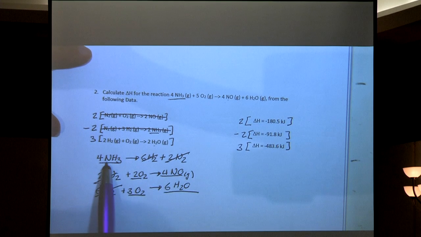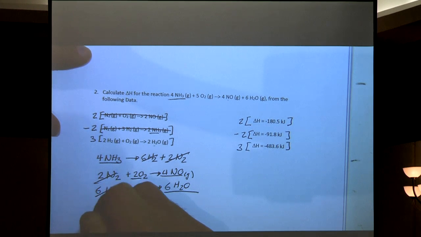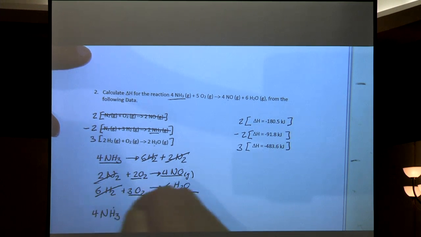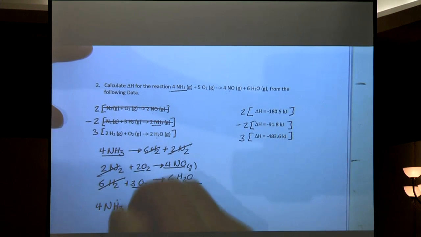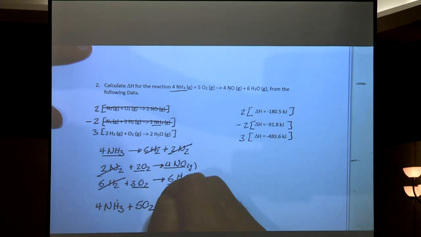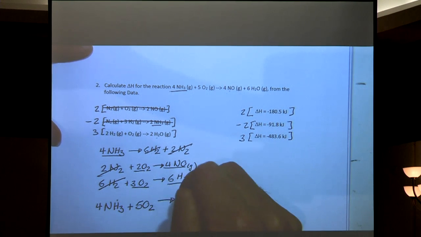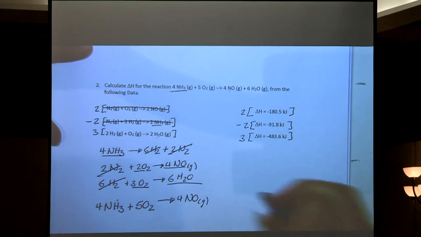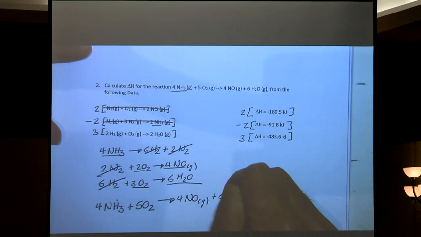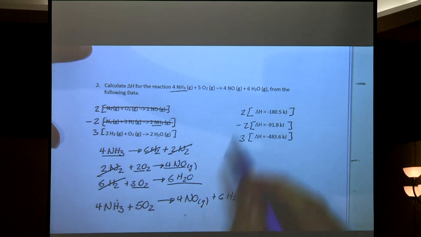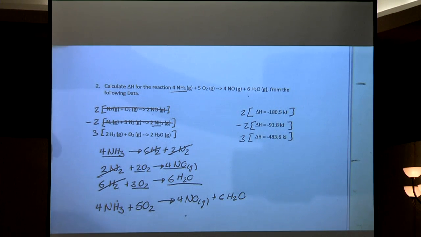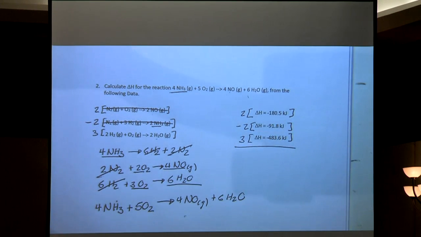And let's take a look. We have 4NH3 plus how many O2s? Awesome, plus 5O2 forms 4NO as a gas plus 6H2O. Does that look like that? And we did our job. We can go ahead and add these up now.